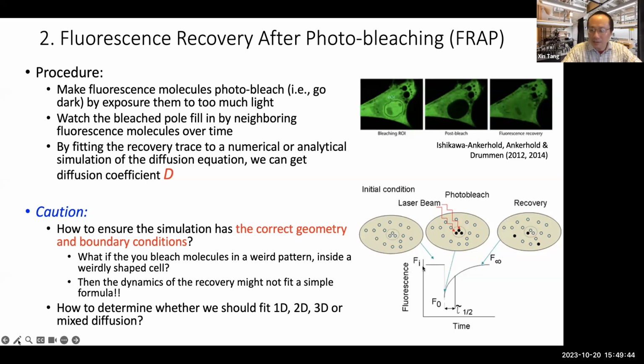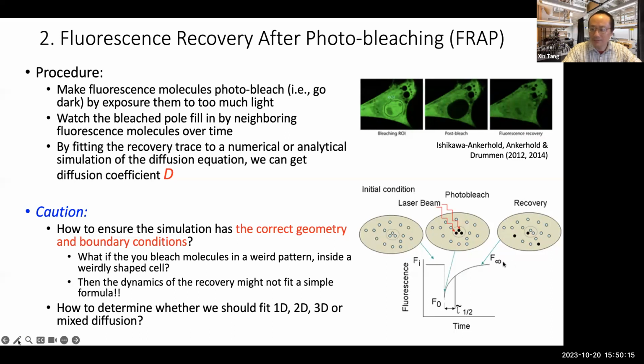You see initially fluorescence is constant. Then you suddenly use a very strong laser, bleach it, then boom, the fluorescence goes down to a very low level. And then you remove the laser, and let the cell just recover. Let those molecules just diffuse. Then we will gradually see the fluorescence going up. Okay, they follow this exponential curve, and then reaches the steady state.